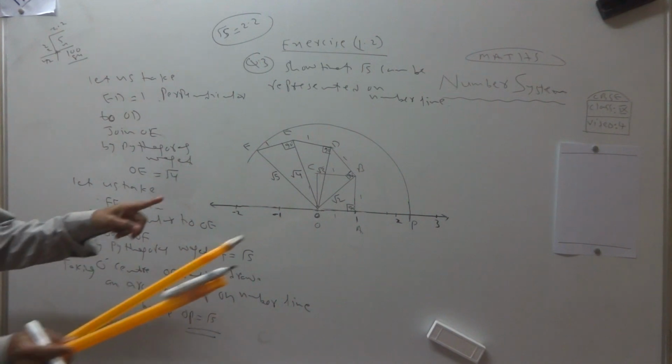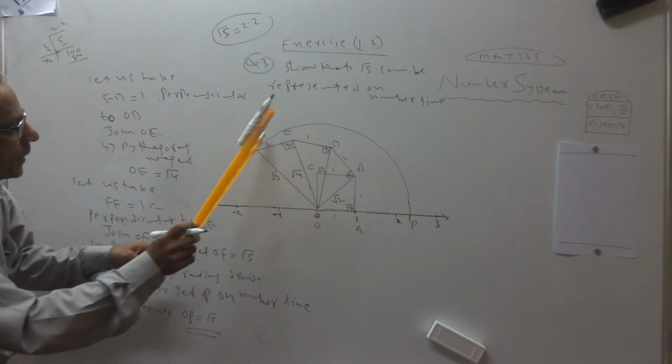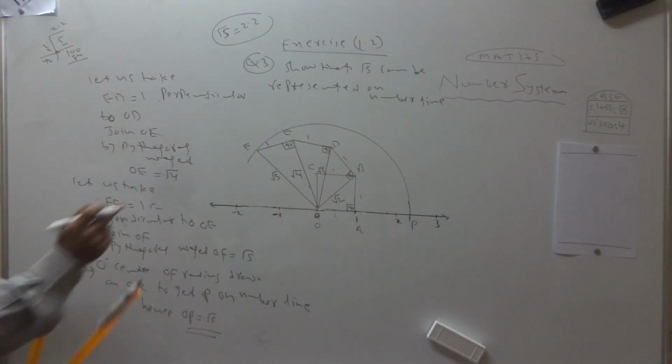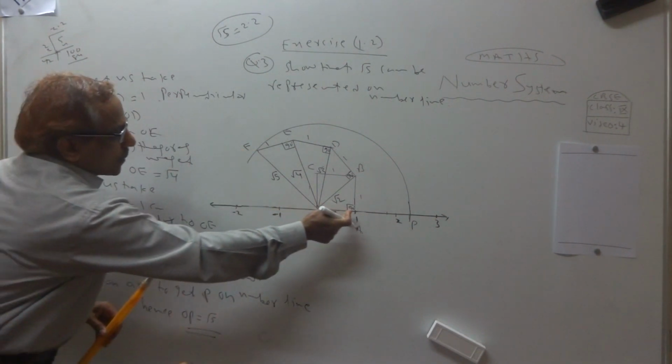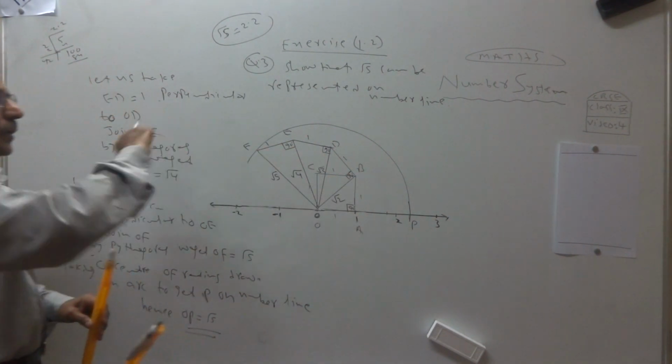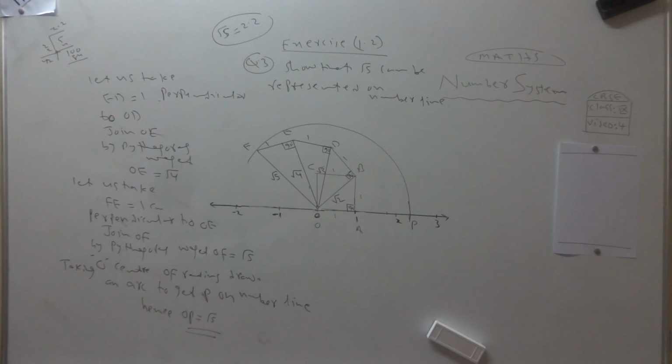So you see, its shape is what? Its shape is a spiral. If you take root 6, it will come like this. It's a spiral shape, so it's called a spiral shape.